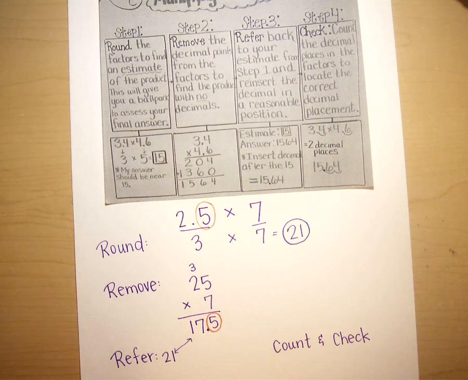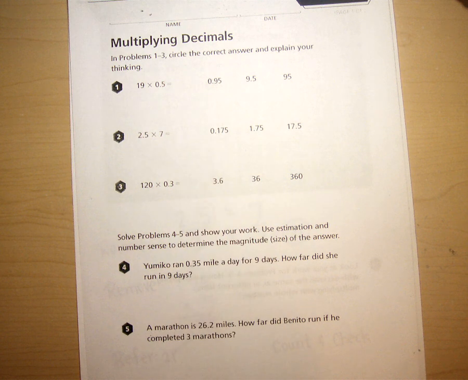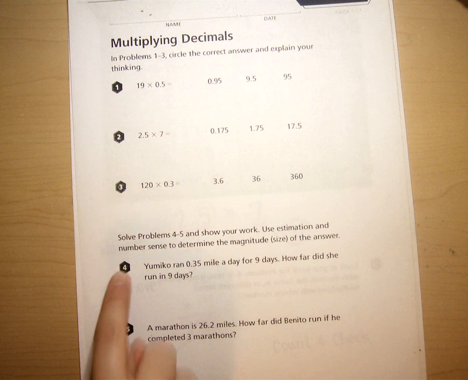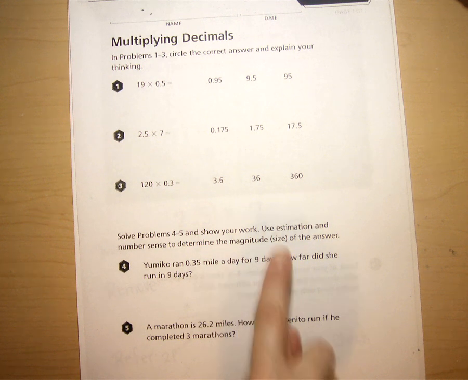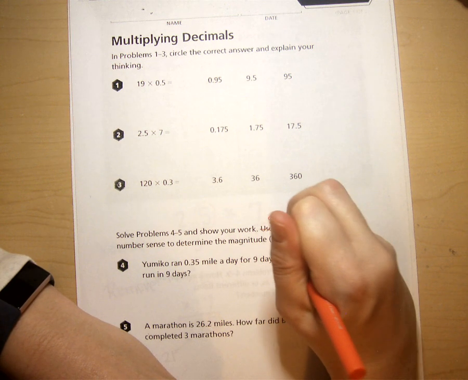So today you're going to practice this some more. I solved number 2 because for number 1 through 3, you're going to circle the one that is most reasonable and explain why. Then for 4 and 5, it says use estimation, but you know what? I just want you to solve these.